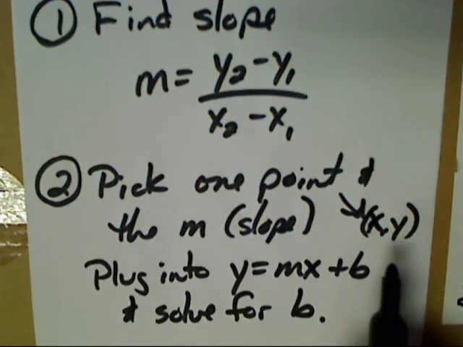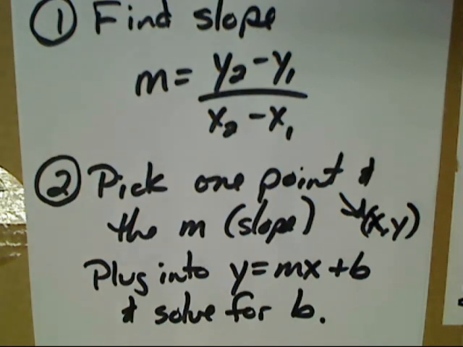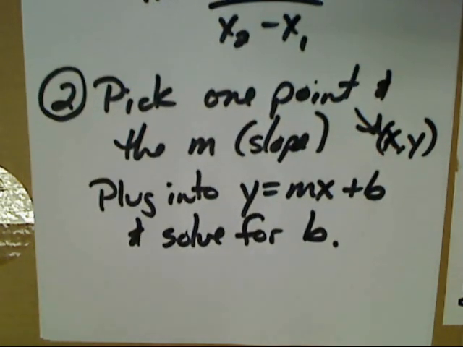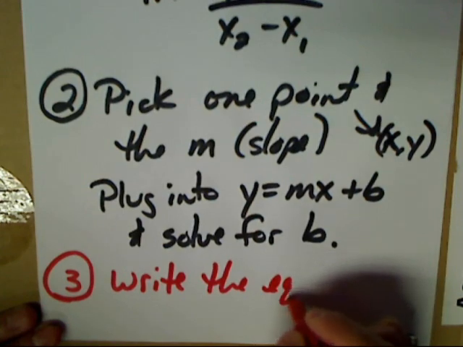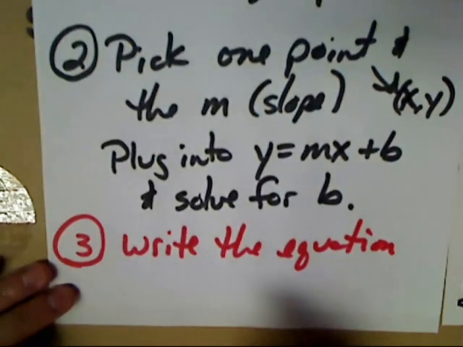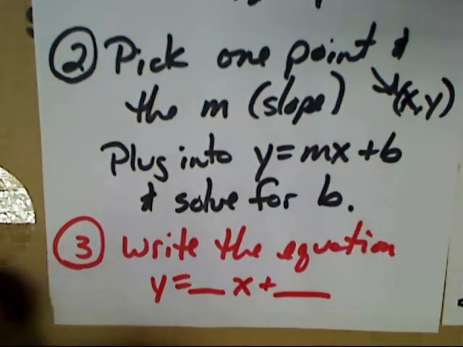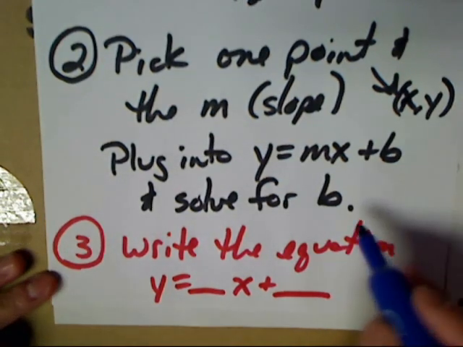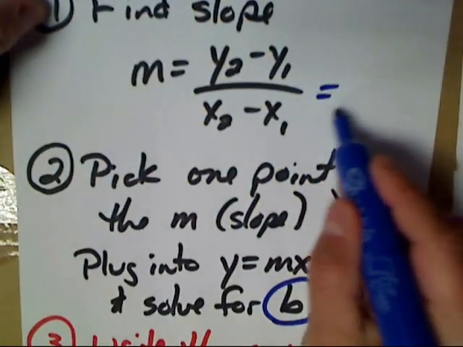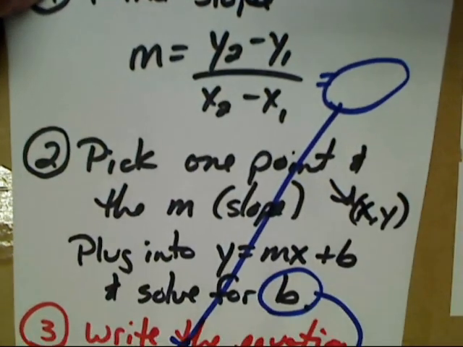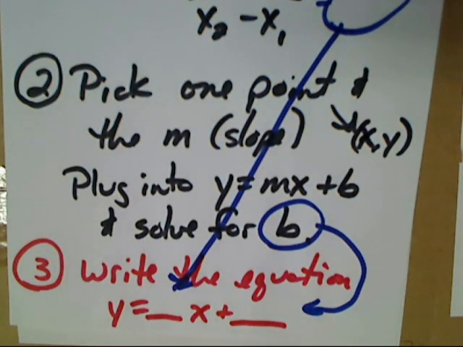Because the point would give you an x and a y, the slope gives you m, that gives you 3 of the 4 letters, so you can solve for the 4th letter. And then finally, now that you have m and you have b, write the equation of a line in the form of y equals mx plus b. Okay, the b that we got here goes into this space, and the value that you get up here goes into that first blank. And that's how you write the equation of a line.